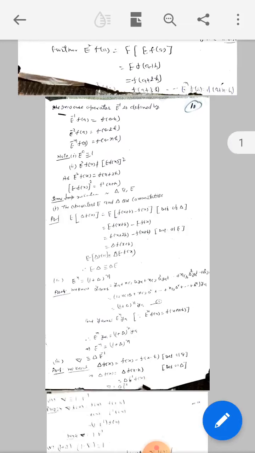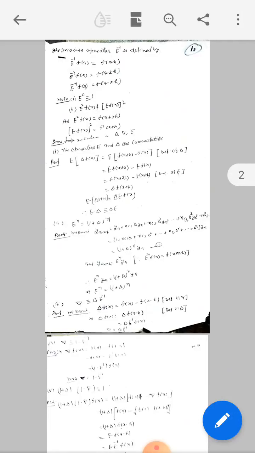And the inverse operator is also defined. The inverse of the displacement operator, E inverse f(a), is equal to f(a − h). The second-time inverse operator gives f(a − 2h), and the third time gives f(a − 3h). So for n times the inverse displacement operator, it is equal to f(a − nh). This is our result.